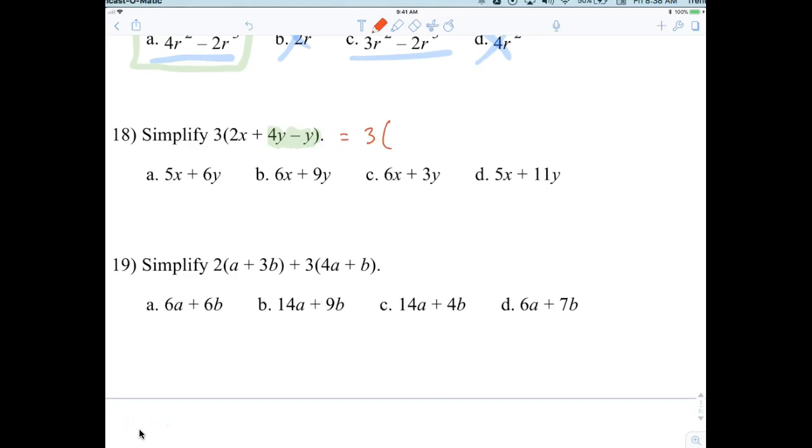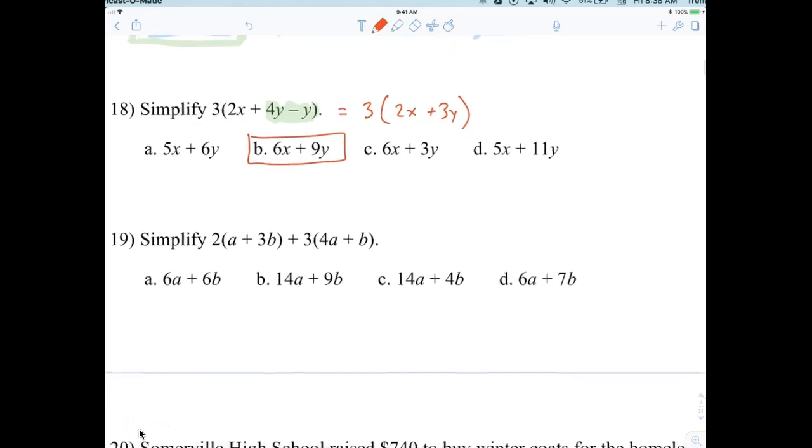So this would be 3 times 2x plus 3y. Is everybody with me on that? And then 6x when you distribute plus 9y. Is everybody happy? 6x plus 9y. Any questions?